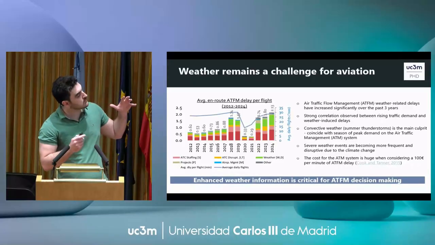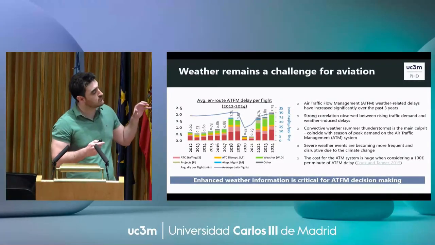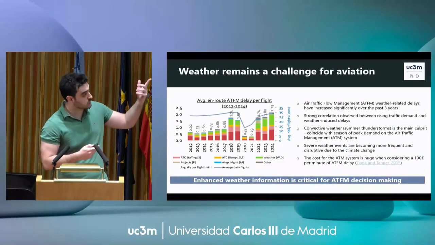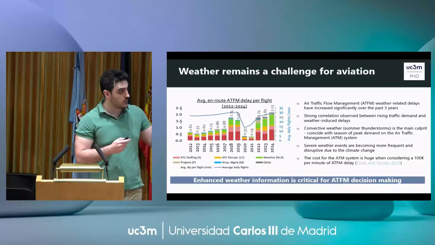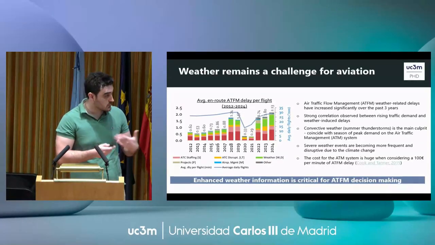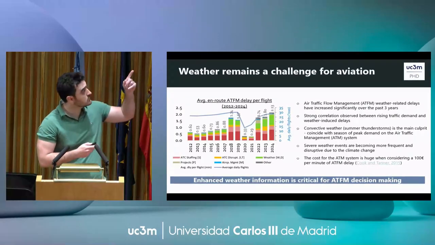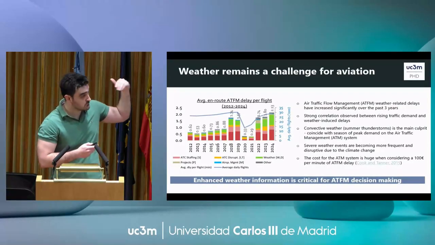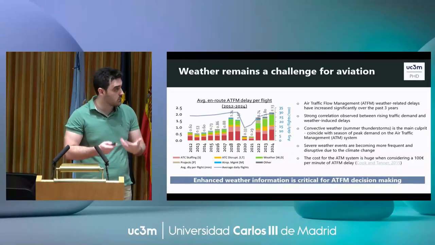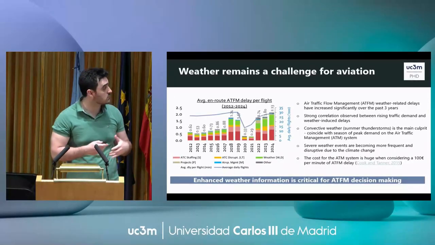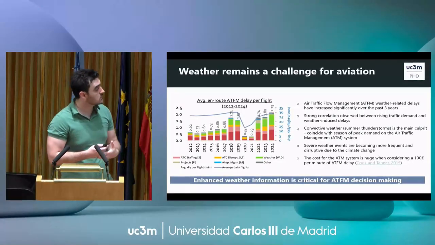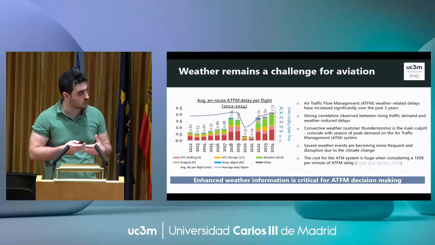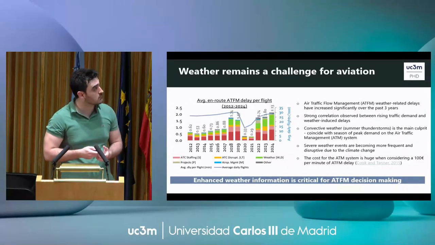Also, if you put the safety factor aside, which of course is the most important part, there is also an economic factor. If you estimate that 1 minute of delay is a loss in the network of 100 euros, then given the amount of flights per day and the minutes of delay, this ends up being a huge economic problem. So there is a need to enhance the weather information that the ATFM and the ATM system use to improve decision making.